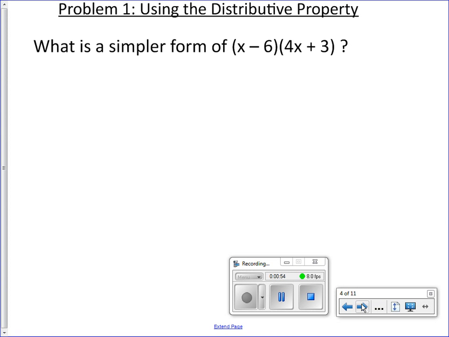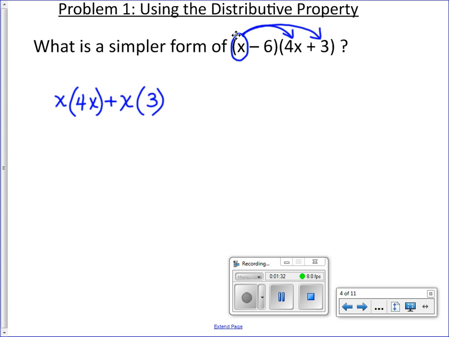All right, so problem one. This time we're going to use the distributive property. So what is a simpler form of the quantity x minus 6 times the quantity 4x plus 3? All right, well, in distributing, what we're going to start with is our very first term, and we're going to distribute it to each term in the second polynomial. In other words, we're going to take the x and multiply it first times the 4x, and then we're going to take the x and multiply it times the 3.